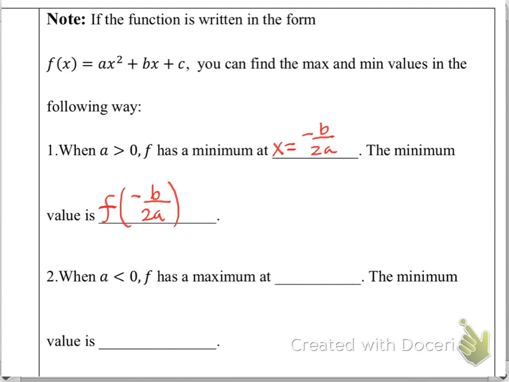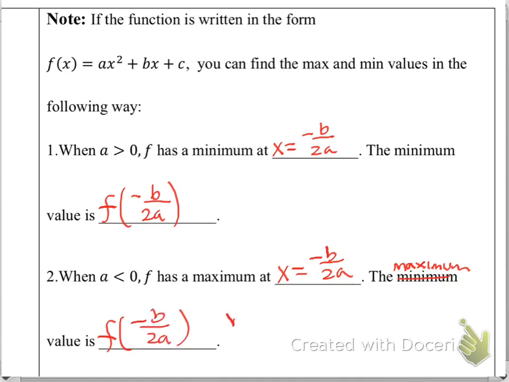Now, if your A is less than 0, then that means you're facing downward and you're going to have a maximum at that same point, negative B over 2A. So it's really dependent upon if you're opening upward or downward to determine whether you're going to have a max or a min. And again, that max value, oh, I'm sorry, that should be maximum. So change that to maximum in your notes. Will be F of negative B over 2A.